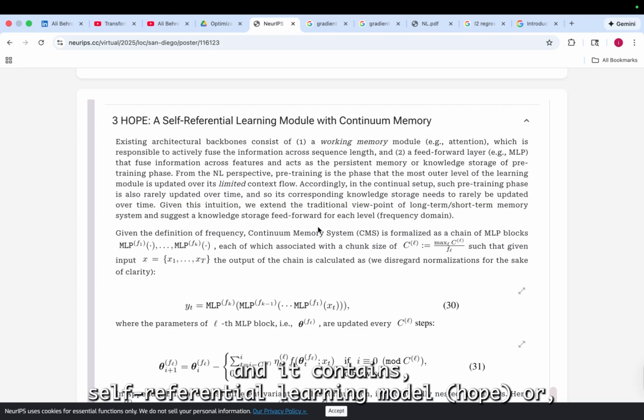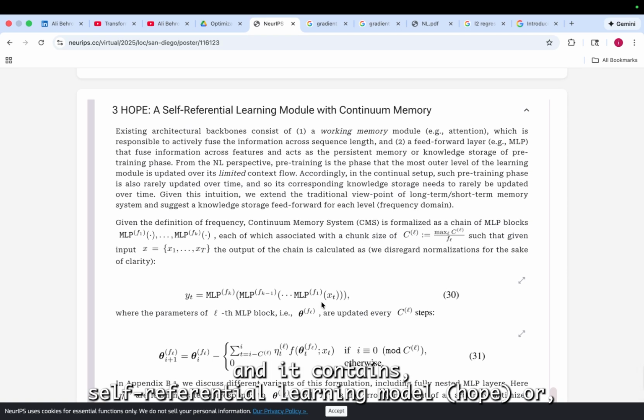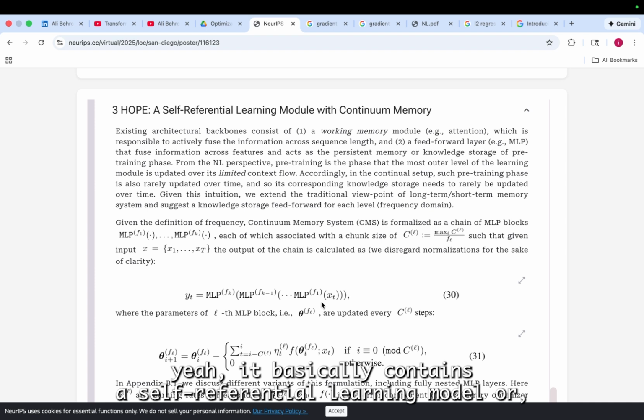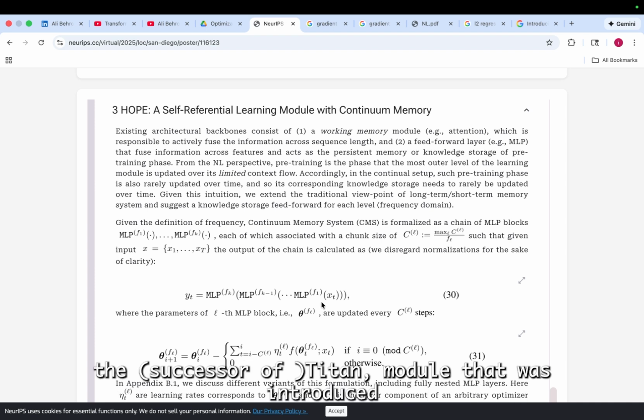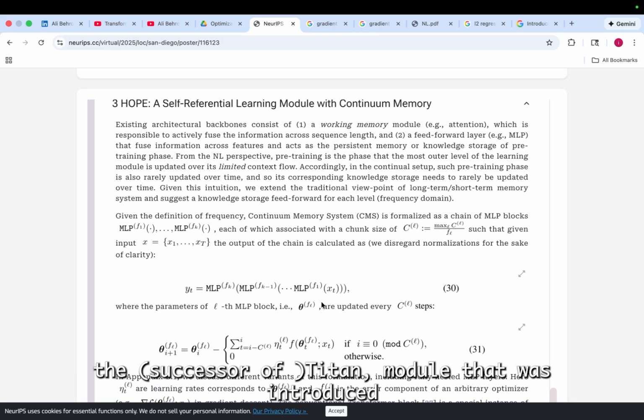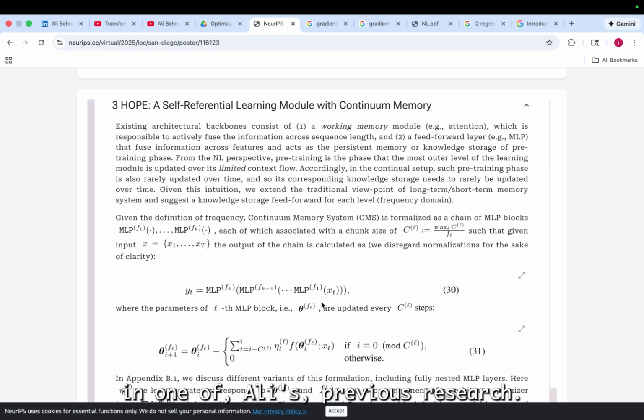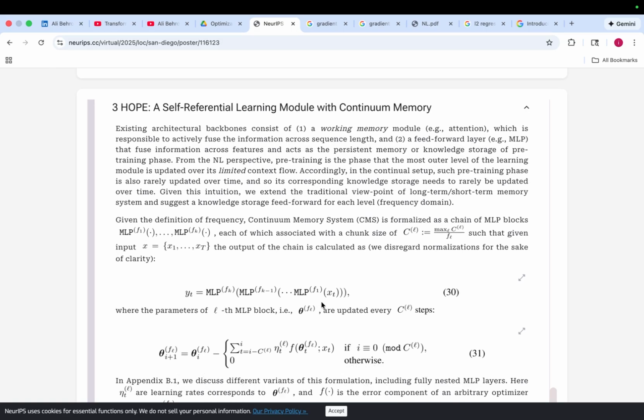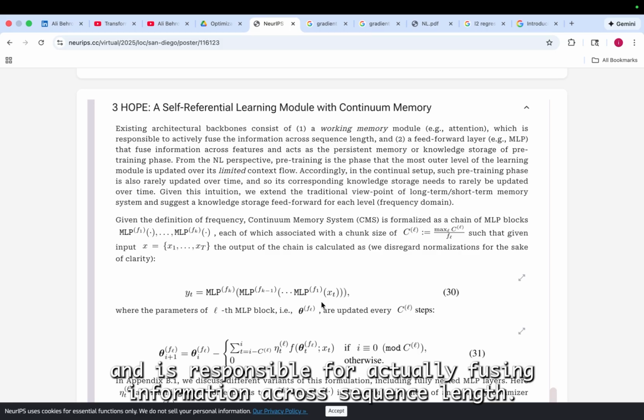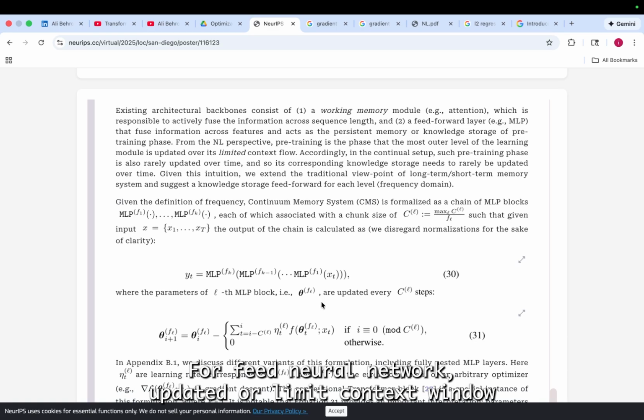They are using it in a new architecture that they proposed, which is the Hope architecture, and it contains a self-referential learning model, or the Titan module that was introduced in one of Ali's previous research. So the existing architectural backbones consist of the working memory module or attention, which is responsible for actively fusing information across the sequence length of a neural network, updated over a limited context window, and so on.